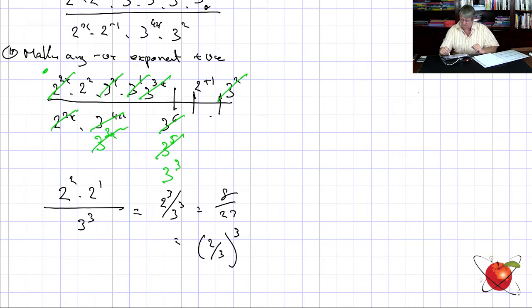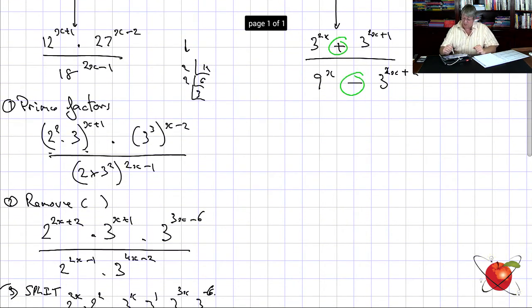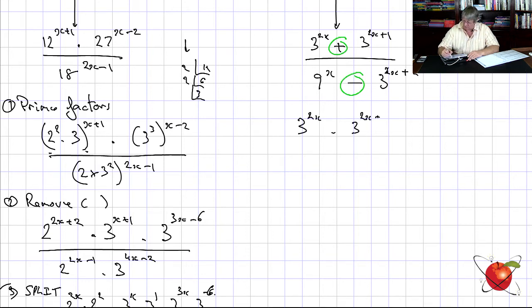Okay, let us continue now with this guy. What did we say? We said prime factors. Well, 3 is already prime, so we don't have to worry. So 3 to the 2x can stay, and our 3 to the 2x plus 1. Oh, hang on, there's a plus there. We say that is 3 squared to the power of x minus 3 to the 2x plus 2.